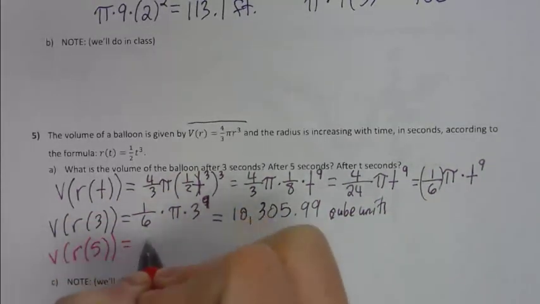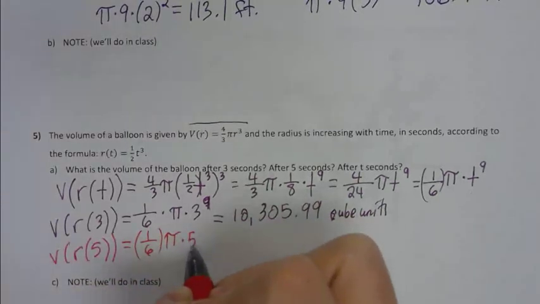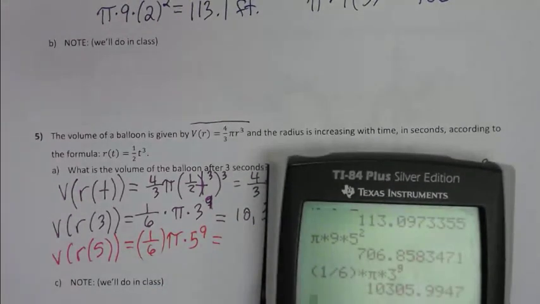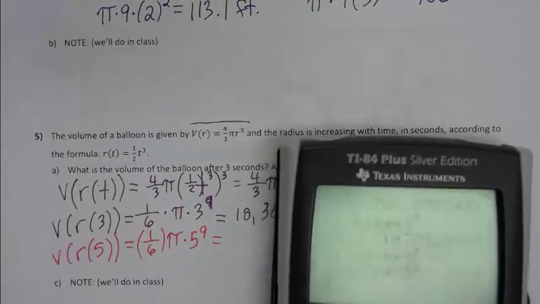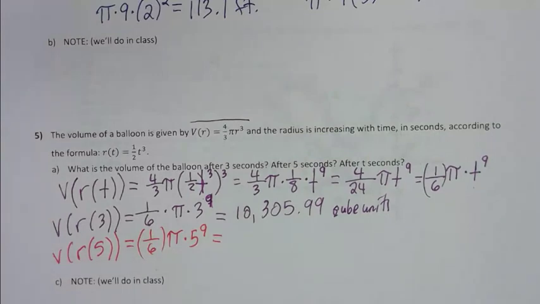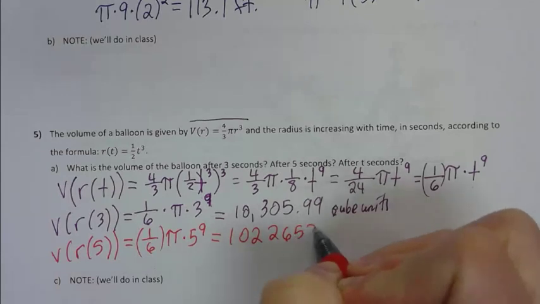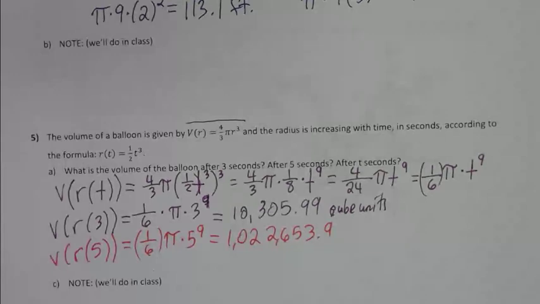Going to be another big number here, so we have 1/6 pi times 5 to the ninth. And we would go back to our calculator and just replace our 3 with a 5. And you can see that we have a very large number for that next number there. It ends up being about 1.02 million, a little bit over that. So very large, but that is essentially how word problems work in this topic.